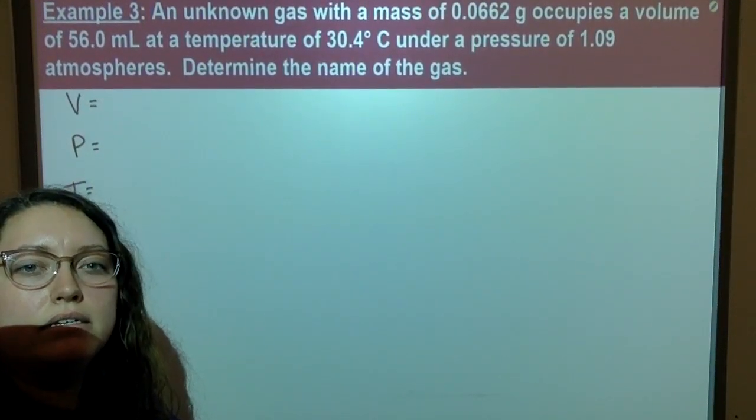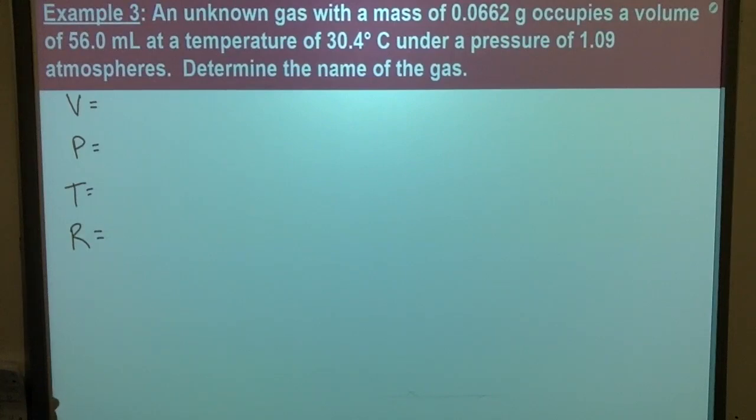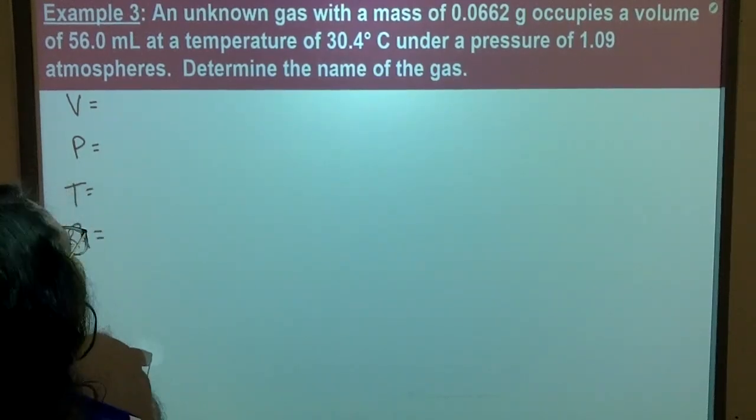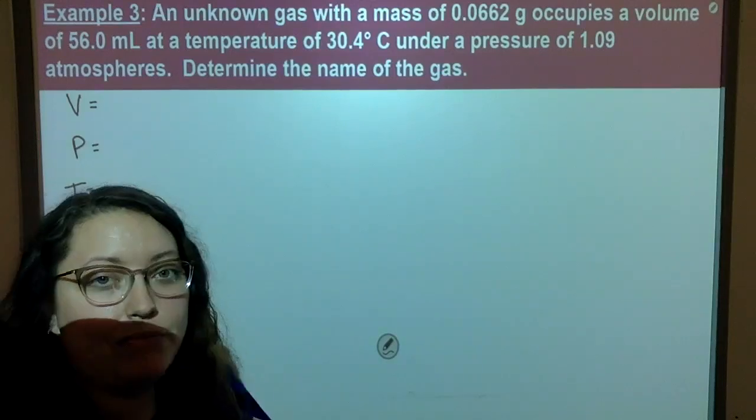All right. So number 3, we have an unknown gas with a mass of 0.0662 grams, occupies a volume of 56 milliliters at a temperature of 30.4 degrees Celsius under a pressure of 1.09 atmospheres. Determine the name of the gas. So let's pull out what we know. Okay, we are trying to find the name of the gas.